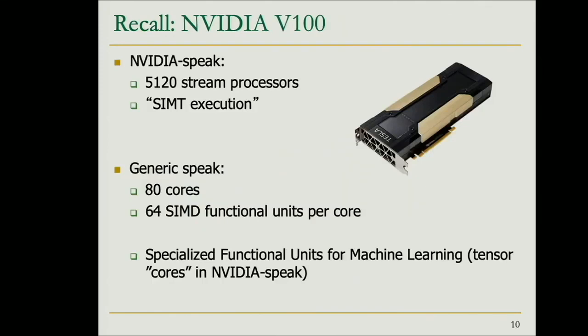Now observe how much the number of stream processors has changed, from 240 to 5,120. Much more powerful. The way that they are organized is a little bit different. In the other GPU, we had 30 cores with 8 SIMD functional units per core, and here what we have is 80 cores with 64 of these CUDA cores or stream processors.